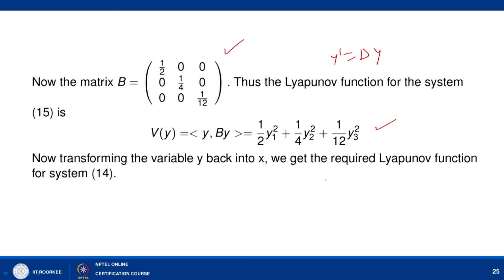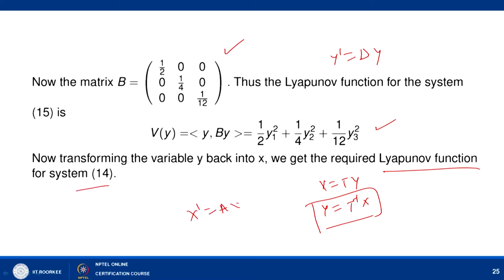Now, we already have the relation x equal to Ty. So, here y equal to T inverse x. T is invertible, so we can use this and obtain the Lyapunov function for the system x dash equal to Ax by putting y equal to T inverse x. By the way, we have already obtained B in such a way that V star is negative definite. So, it means that the solution is going to be asymptotically stable.